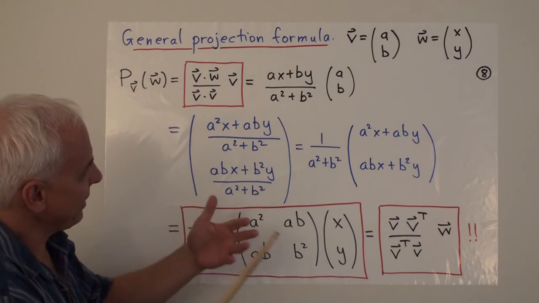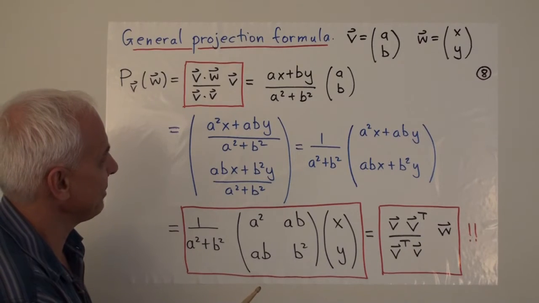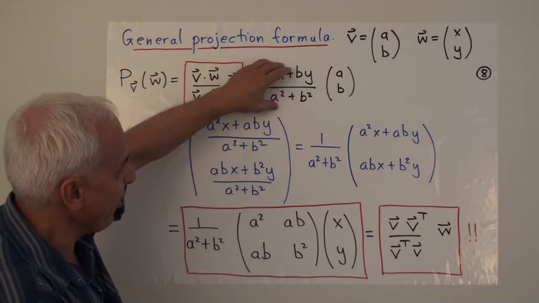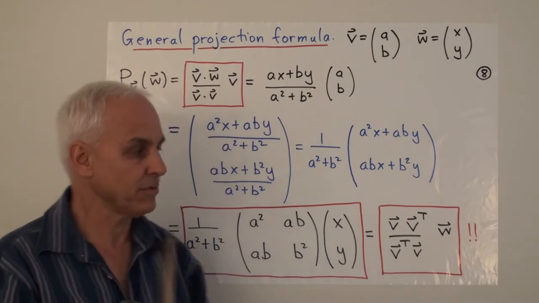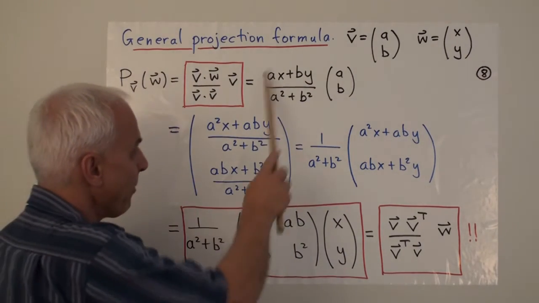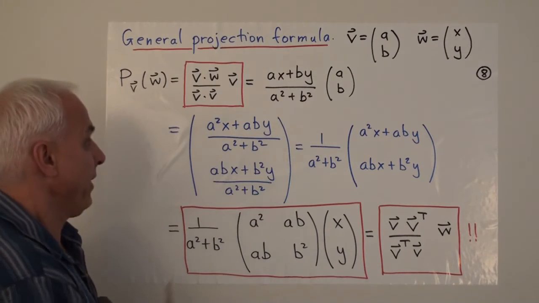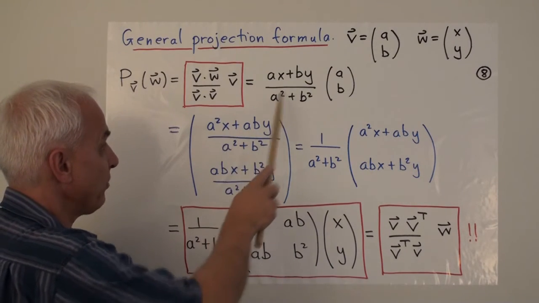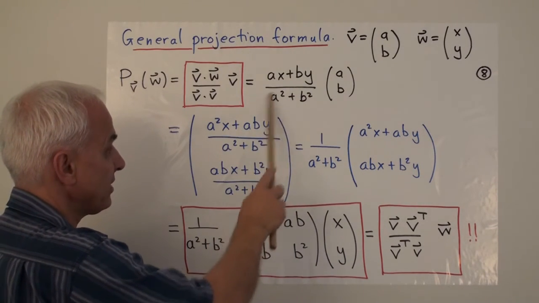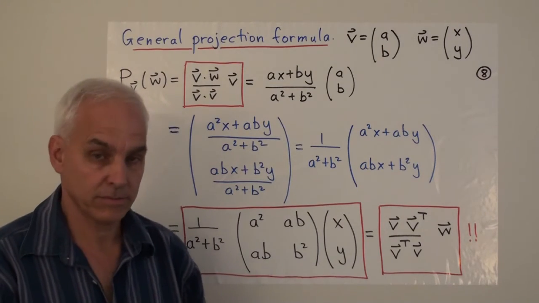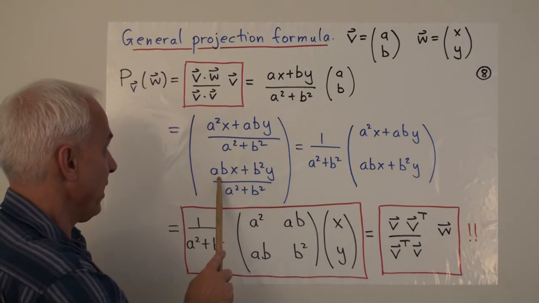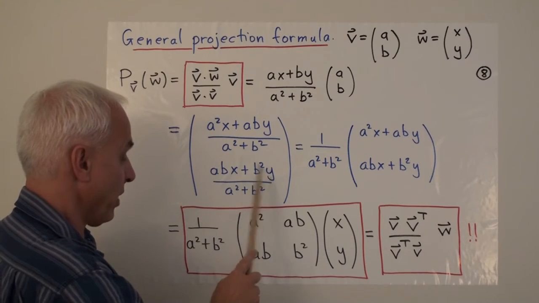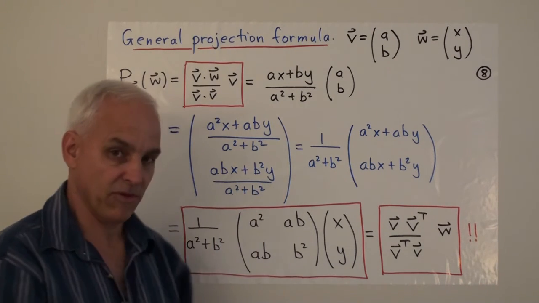Okay, so let's have a look at that in a little bit different way. Let's take this number and actually put it inside the vector, so we get just a vector. If we take this number and multiply it by a, then we get a squared x plus aby over this denominator a squared plus b squared. If we multiply it by b, then we get abx plus b squared y, still over a squared plus b squared.